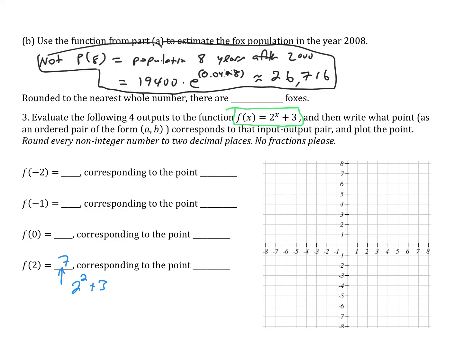A different color. f of negative 1 is 2 to the negative 1 plus 3, which is 3.5. And you should just check these. I'm just plugging values back into the formula. And f of negative 2 should be 3.25. And so if I've evaluated those output values, then each of those corresponds to a point given by its input comma output. So every time I evaluate the function, it corresponds to a point.